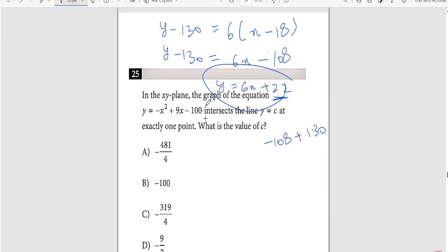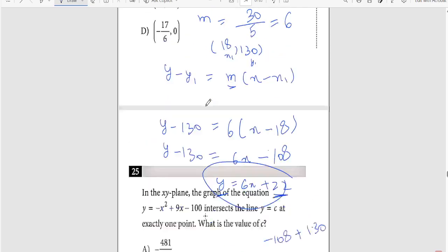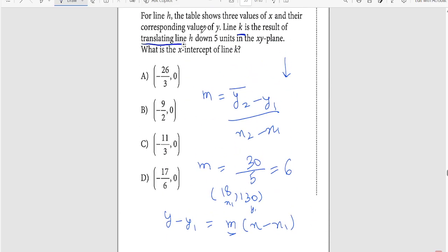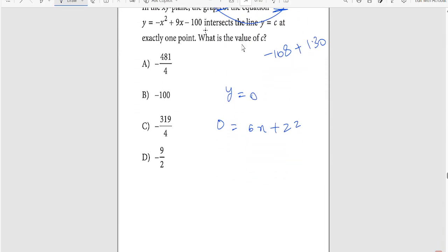To determine the x-intercept, y should be 0, right? I need to plug y is equals to 0 over here. So if I plug 0, I will get 0 is equals to 6x plus 22, right? But in this question it says line h down 5 units. So down 5 units means I need to subtract 5 from 22. So 22 minus 5 is 17. So this will become 6x plus 17 is equals to 0.